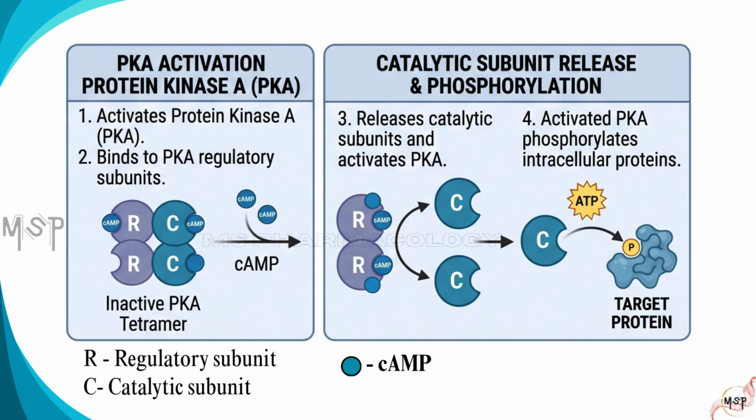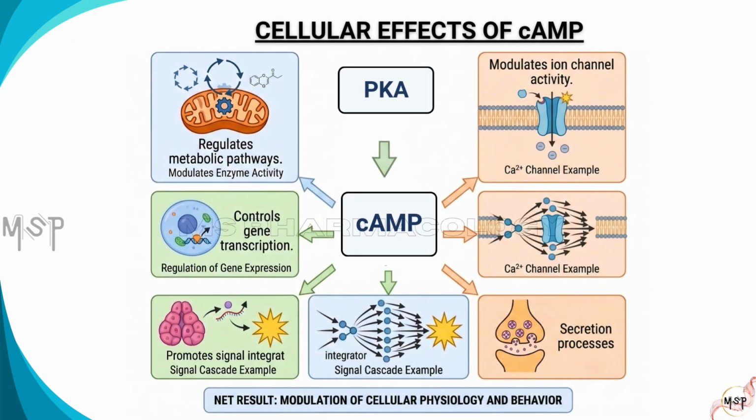The major target of cyclic AMP is protein kinase A. Cyclic AMP binds to the regulatory subunits of PKA, releasing the catalytic subunits and activating the enzyme. Activated PKA phosphorylates a wide range of intracellular proteins involved in cellular regulation. Through PKA activation, cyclic AMP regulates metabolic pathways, ion channel activity, gene transcription, hormonal responses, signal integration and amplification. Cyclic AMP therefore acts as a central coordinator of intracellular responses to extracellular signals.